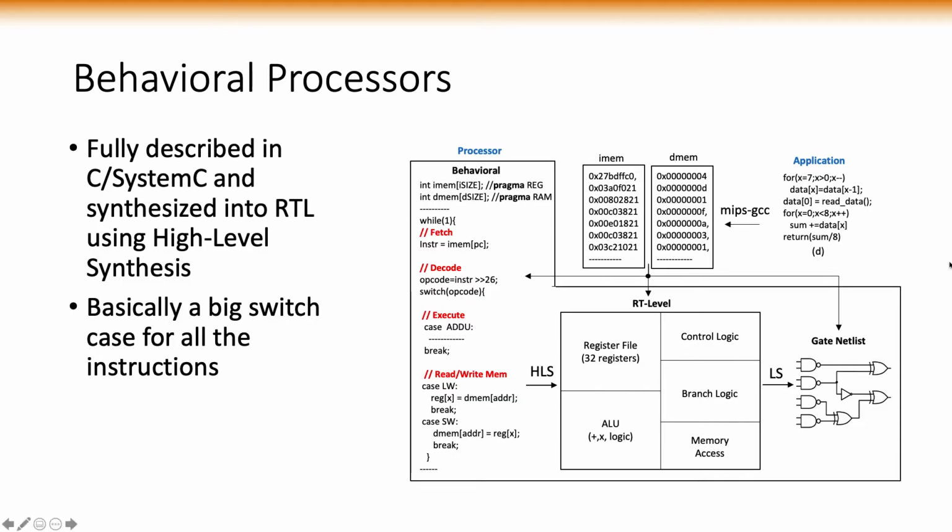Now, the software flow. The input is again C, but this is the application, the workload running on the processor. We use a cross compiler to create the machine code, and you see here the instruction memory that is stored into the array that the processor will then read, and the data memory.